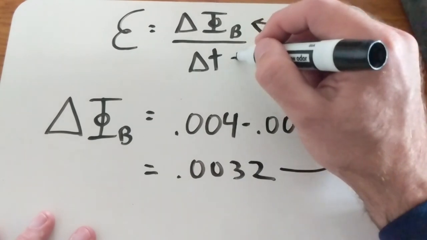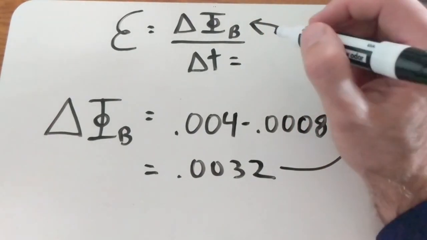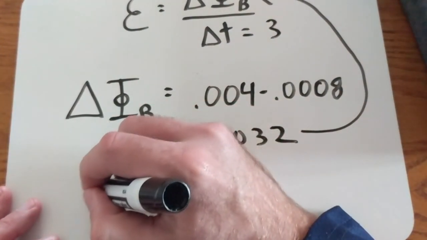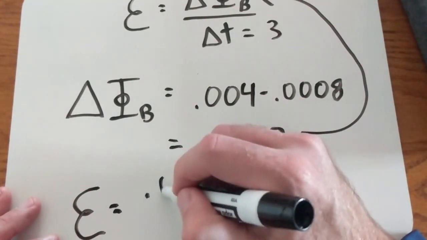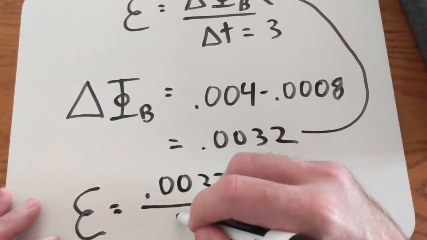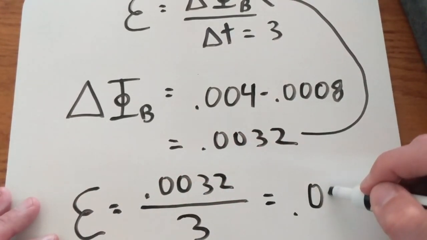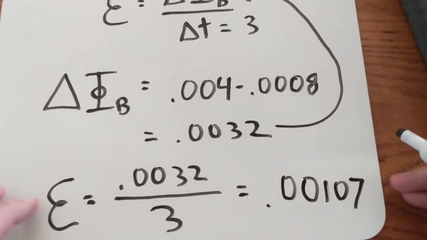And our time from reading the problem, I know it's hard to look back on a video, but it said it was 3 seconds. So then we can just plug that stuff in there and it becomes pretty easy at this point. EMF is equal to our change, which is 0.0032 divided by 3 seconds, and we get 0.00107.